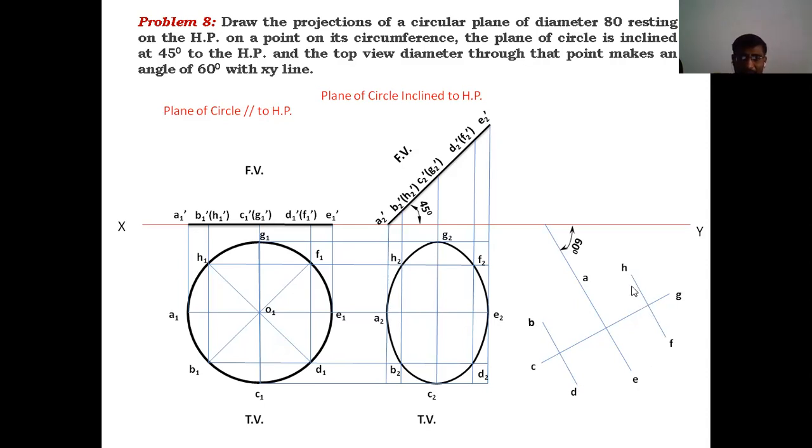Like that, you have to locate all the points on the perpendicular lines, and by joining all the points, we will get the rotated ellipse. This is the ellipse in this position. In this third stage position, the smaller diagonal, that is the diagonal which passes through A2, which is located on XY, makes an angle of 60 degrees with XY.